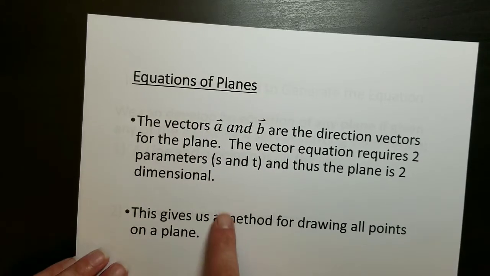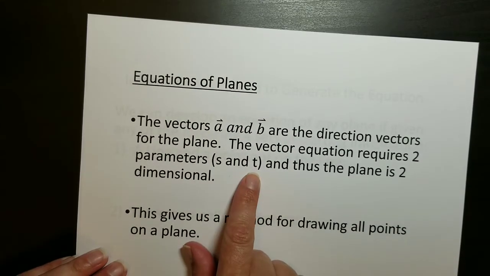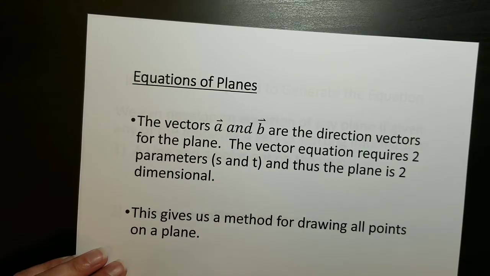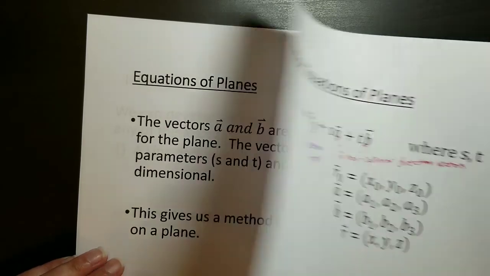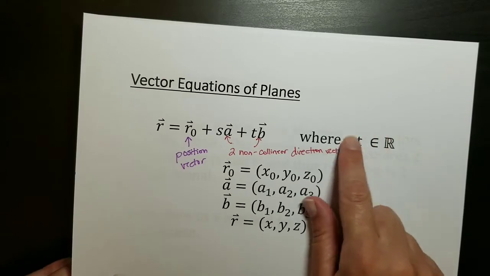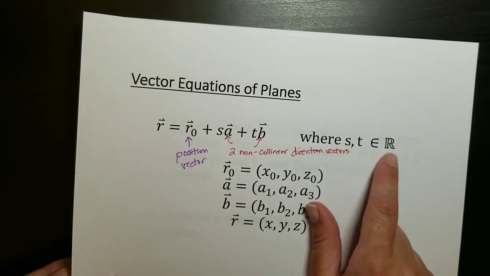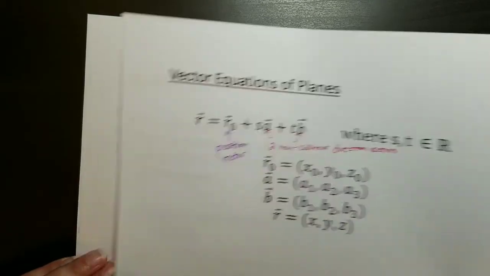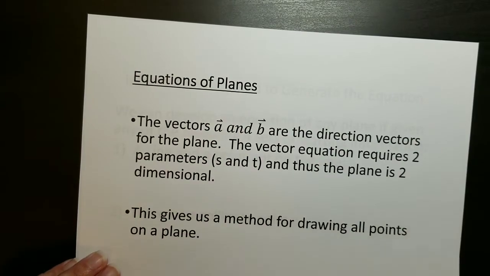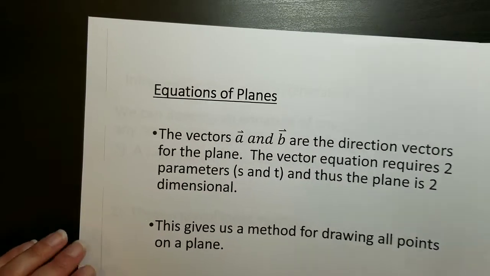Just a little note: we're now going to have 2 parameters, S and T, typically used because that plane is 2-dimensional. Let me hop back to this, I didn't point that out. We're going to have to declare both of those parameters as real numbers when we create our equations. So that gets us to any point on the plane.